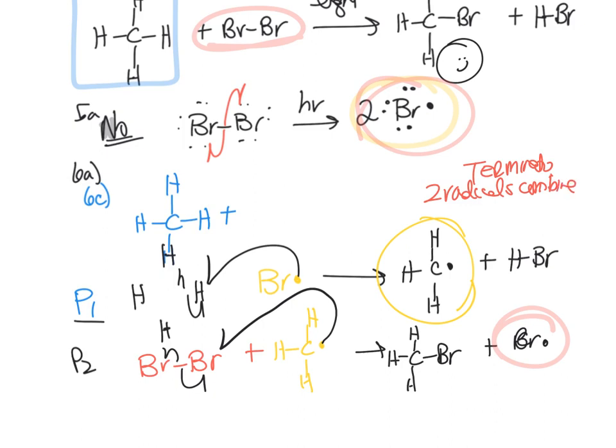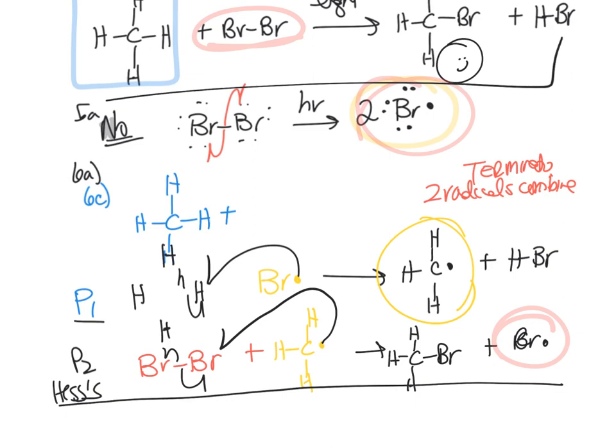Show two possible chain termination steps where two radicals combine. Okay, before we do that, I just want to also go ahead and show you that these propagation steps 1 and 2 have to add up to that overall reaction. So let's look at this reaction like we would in Hess's law.